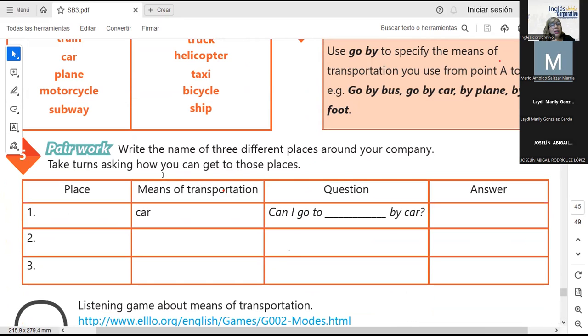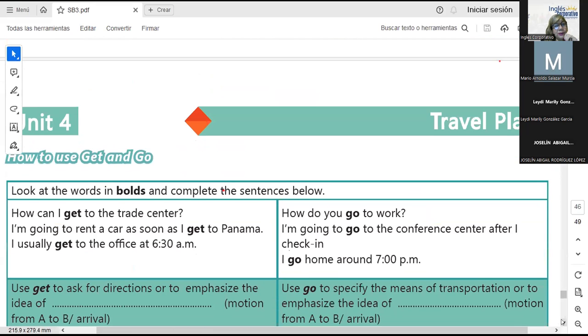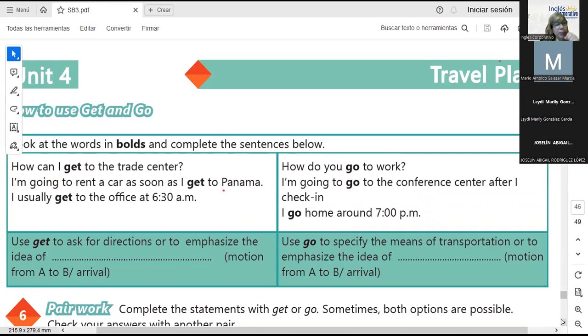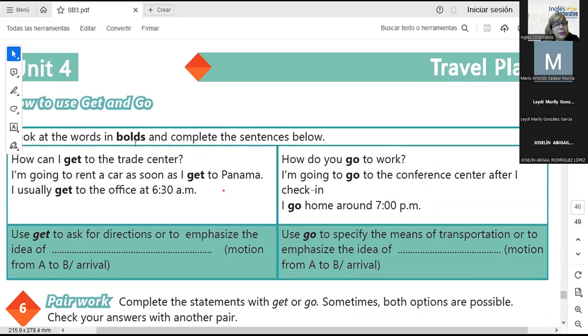Okay, here you have, write the name of three different places around your company. Take turns asking how you can get to those places. Very difficult, right? Answer together this. Look at the words in bold and complete the sentences below. How can I get to the trade center? I'm going to rent a car as soon as I get to Panama. I usually get to the office at 6:30.